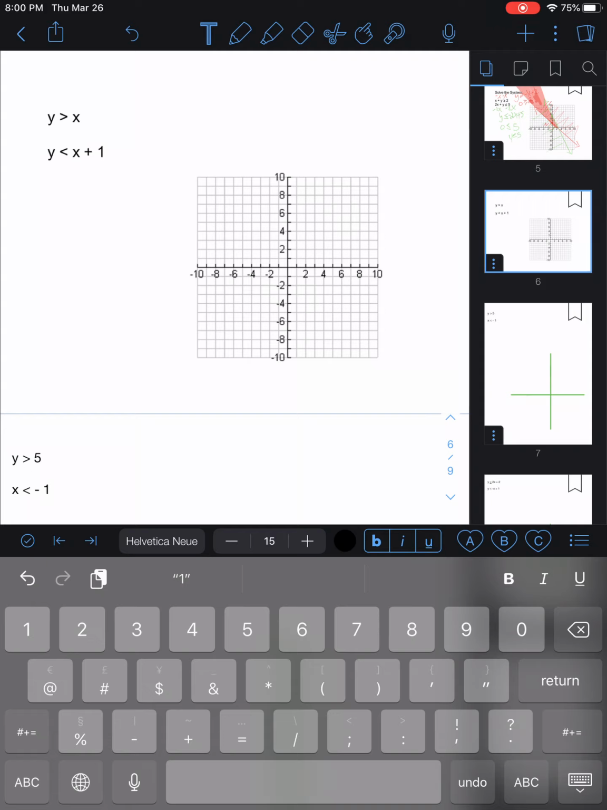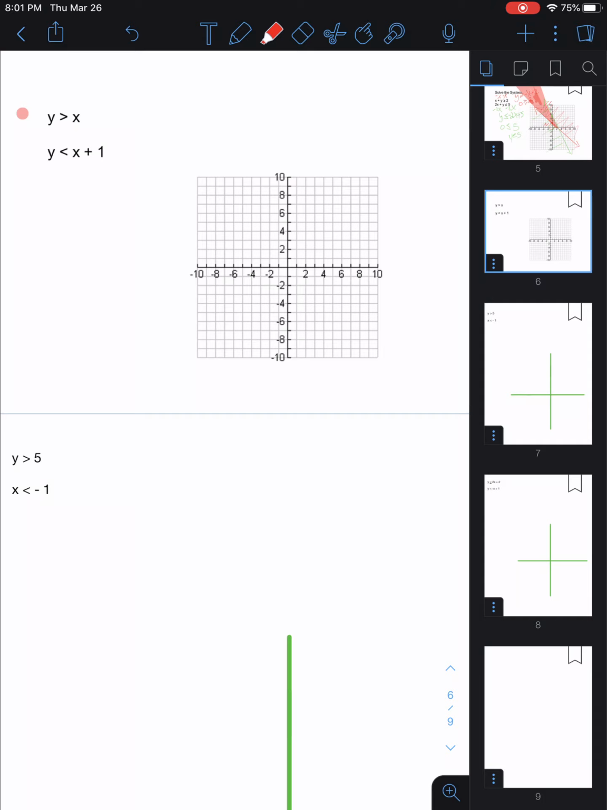You'll decide if that boundary is going to be a solid or dotted line, and then you'll shade one side or the other. Now remember, you got to do that on paper before you can do it on Excel. So we'll start with the first equation here.